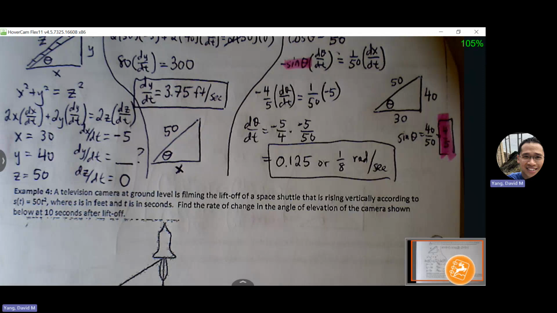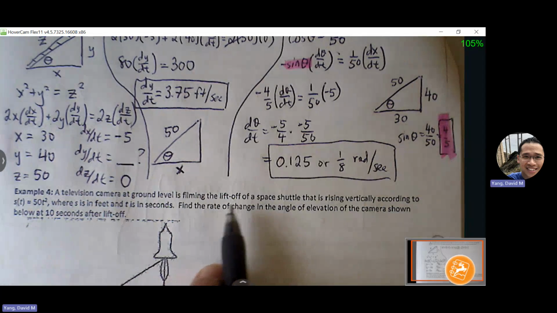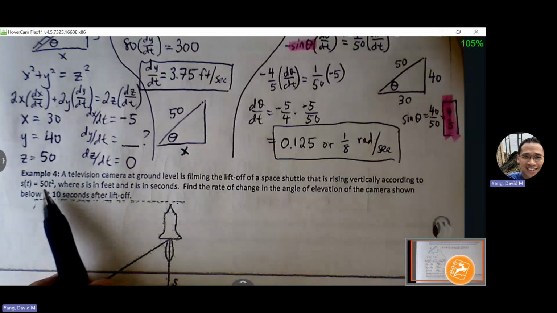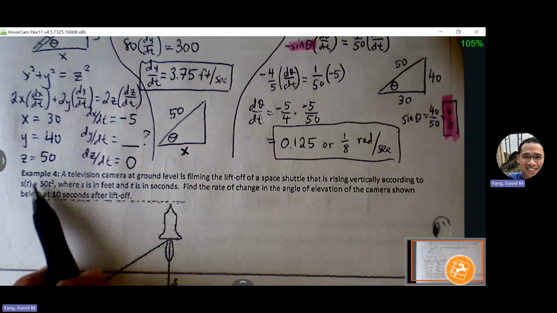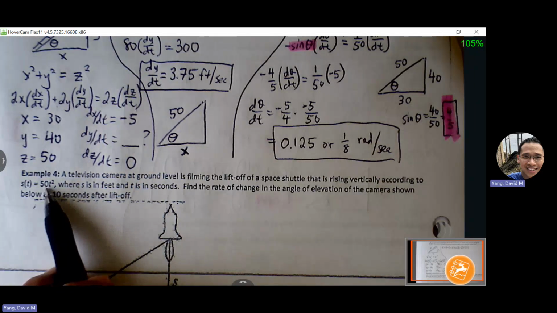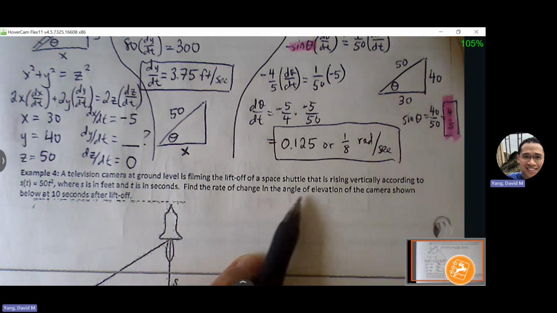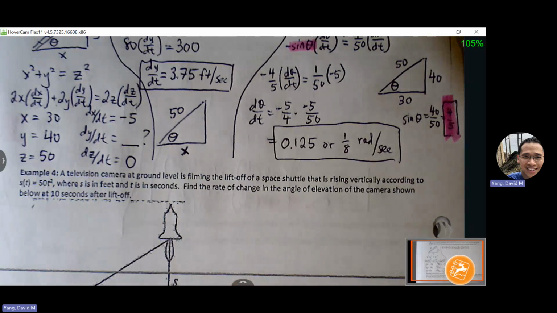Okay, let's look at example 4. A television camera at ground level is filming a liftoff of a space shuttle that is rising vertically according to our position function, 50t squared. So this is going to tell us at any moment in time how high that space shuttle is off the ground. S is in feet, t is in seconds. Find the rate of change in the angle of elevation of the camera shown below at 10 seconds after liftoff.